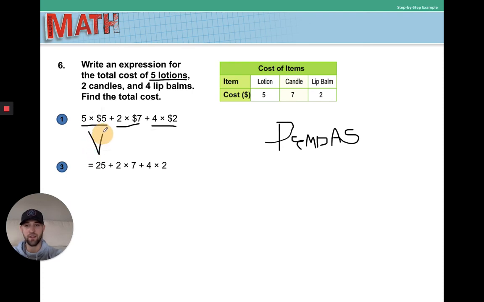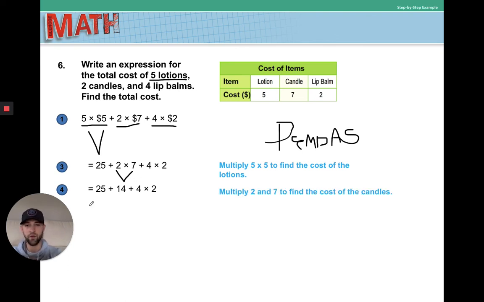Notice that they get 25. Okay, and then they just rewrite everything that they haven't used yet. The 2 times 7 comes down, the 4 times 2 comes down, and the plus signs in the middle come down. Okay. Now, let's take care of my next multiplication problem, which happens to be 2 times 7. Notice that they get 14 right here. So now my new problem, after I solve that second multiplication problem, is 25 plus 14. And then I haven't done anything with the 4 times 2 yet, but I will right here.